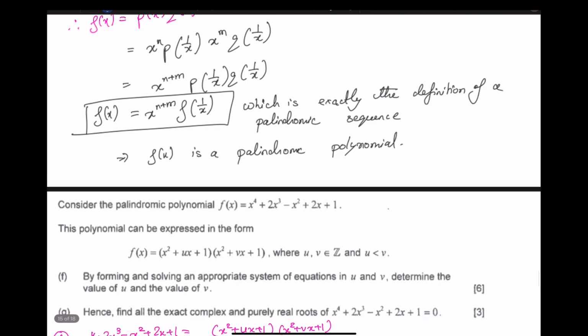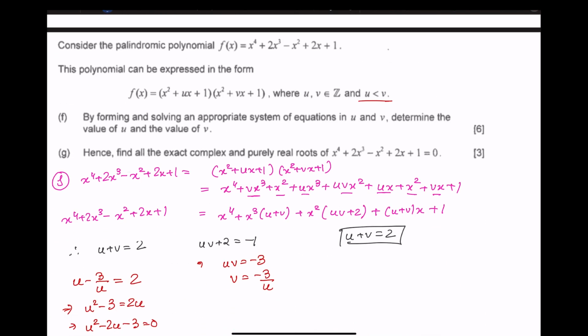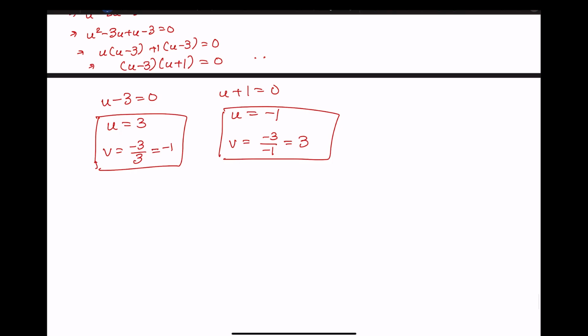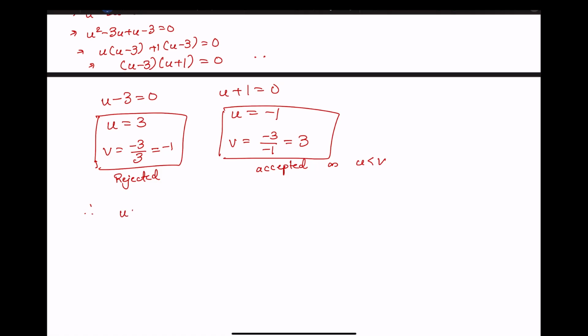Okay. Now in this question, they have given us a condition that u will be less than v. Right. If I check here, in the first case, u is 3, v is negative 1. So u is bigger than v. So this is rejected. And this is accepted as u is smaller than v. Okay. So therefore, u equals negative 1 and v equals 3 is the only solution.